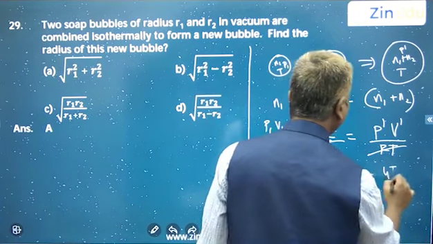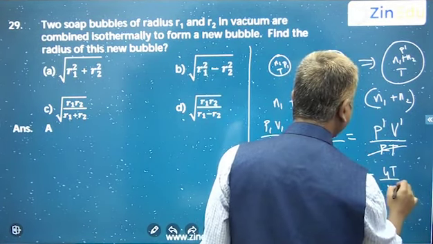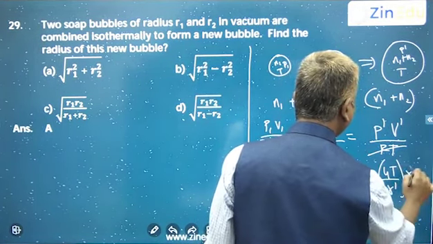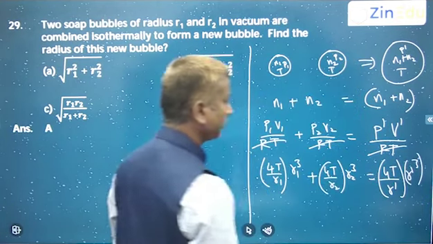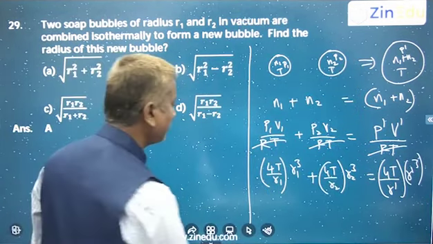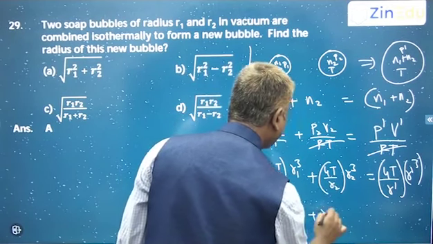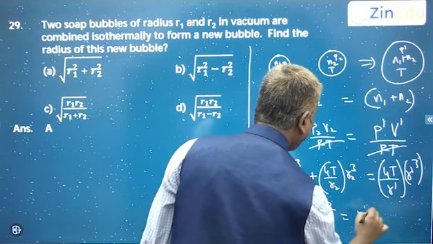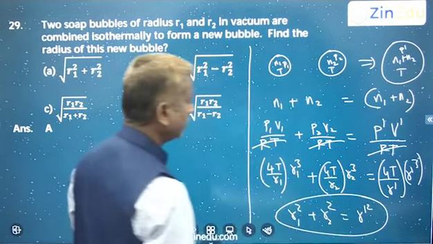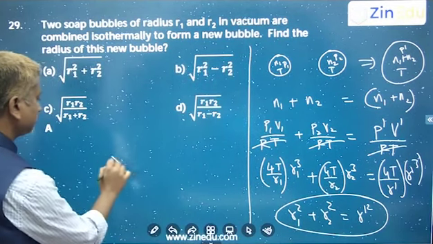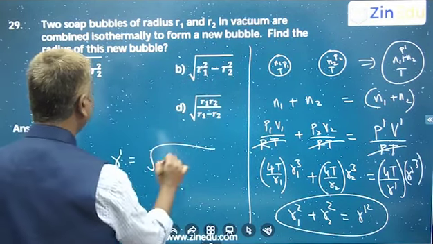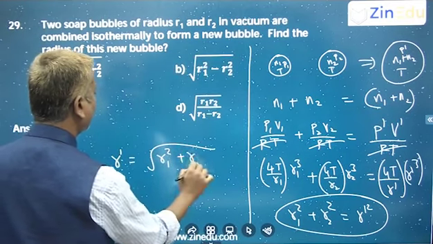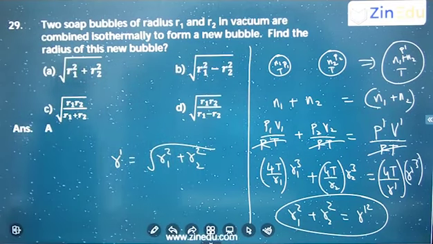So 4T by R dash into R dash cube. So 4T is also getting cancelled. Simply you will get R1 square plus R2 square is equal to R dash square. What is R dash? Under root of R1 square plus R2 square. This is the option. This is question number 29.